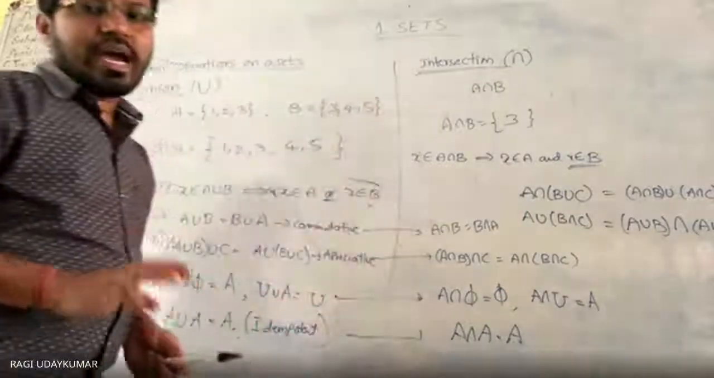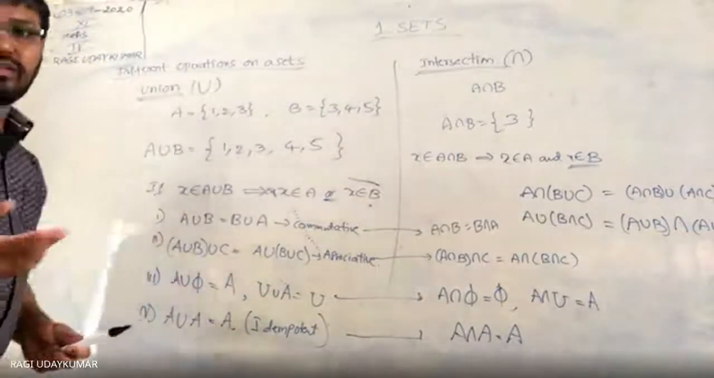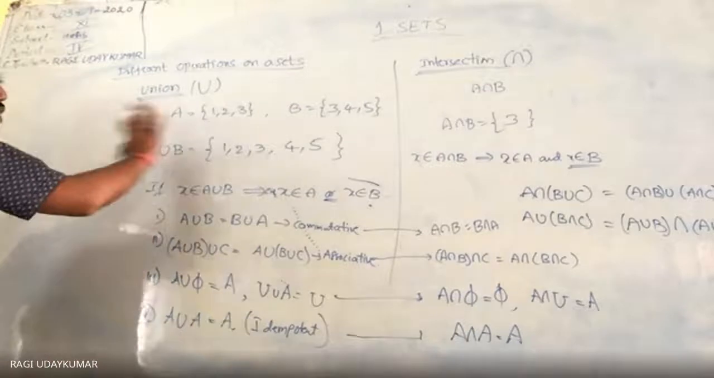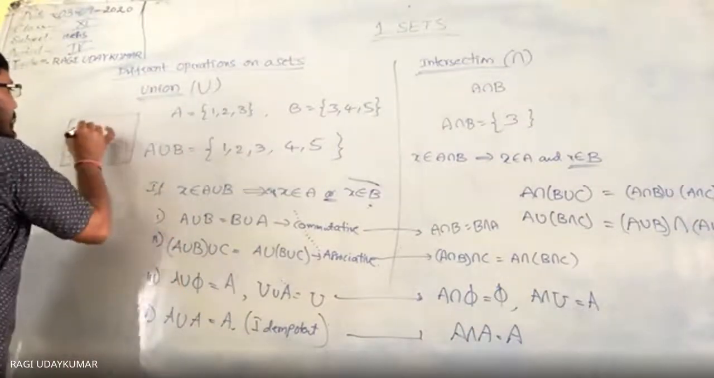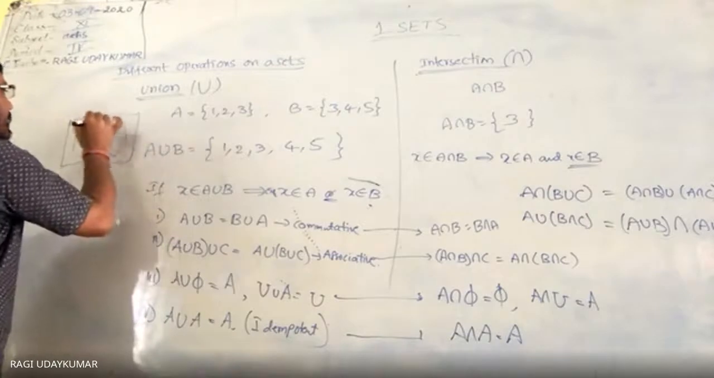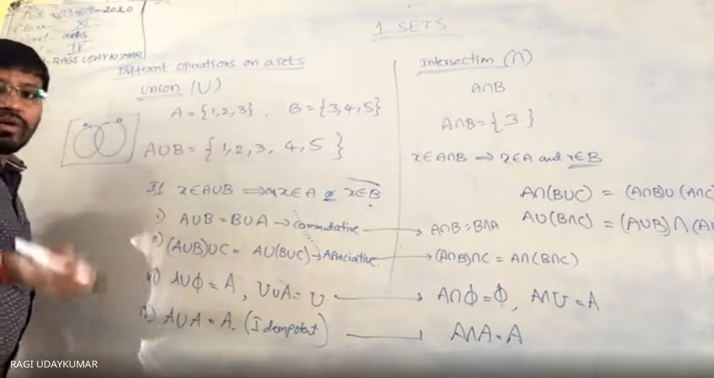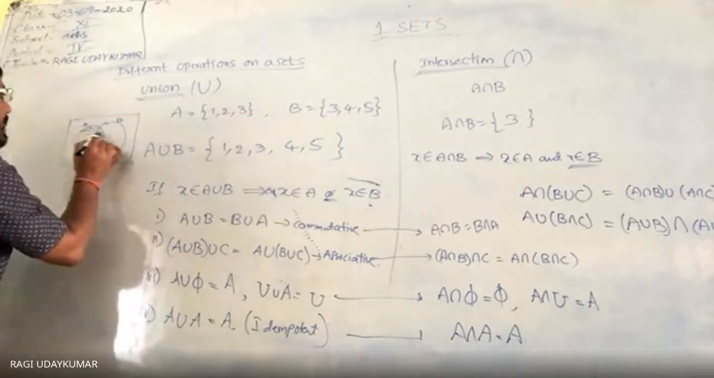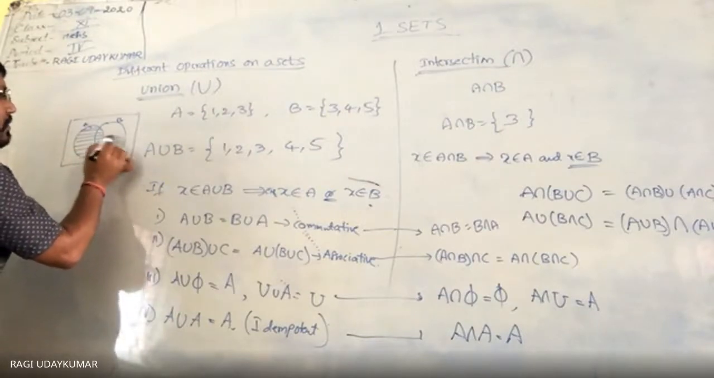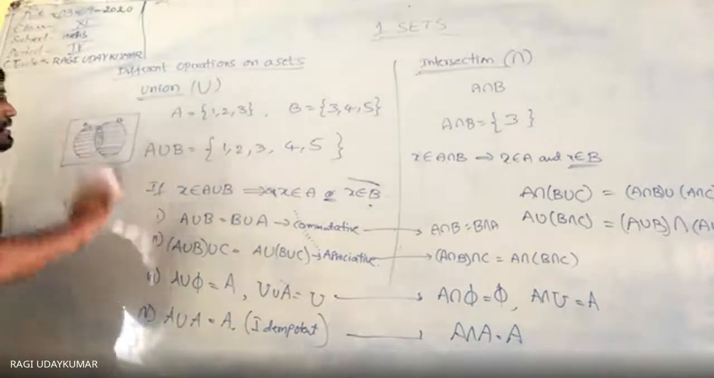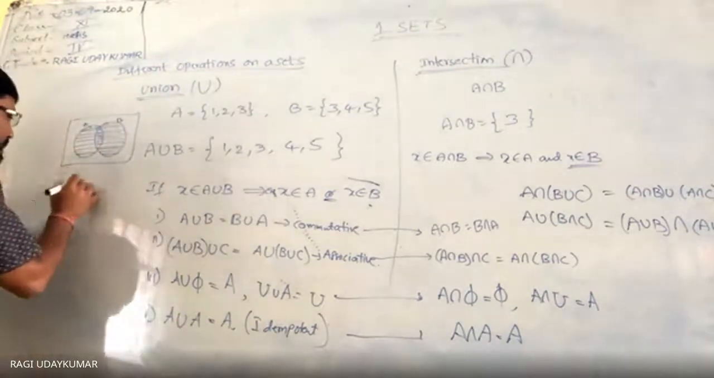First, you know how we write the Venn diagrams. In this case, for the union of two sets, A will be written and B will be written here. And whenever you want to shade it, you have to shade it completely. This is A union B.